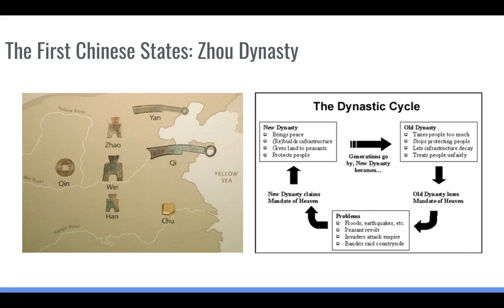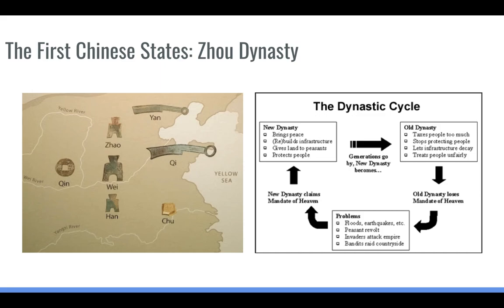They also, under the Zhou dynasty, start to mint coins, start to mint currency, in this case mostly copper coins, and that allows trade to expand. However, in the map that you see pictured here, you'll notice that each of these different states had a different type of currency, and that could be problematic. In the classical era, that will be much more standardized.